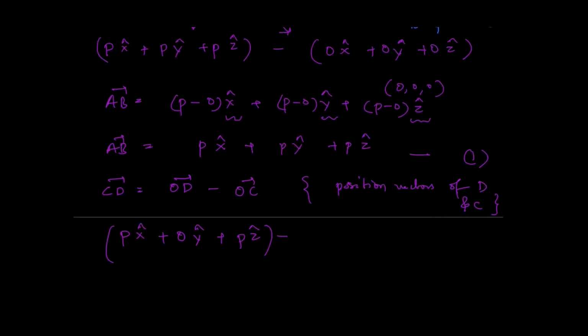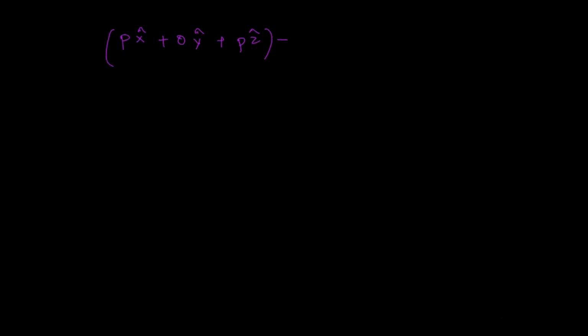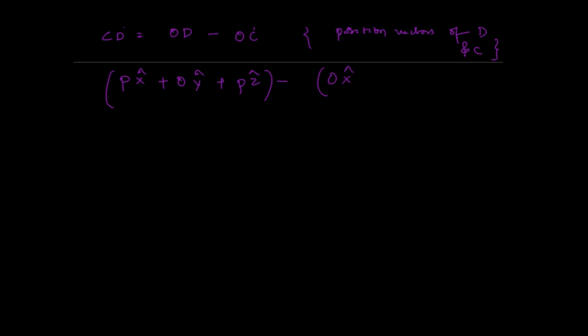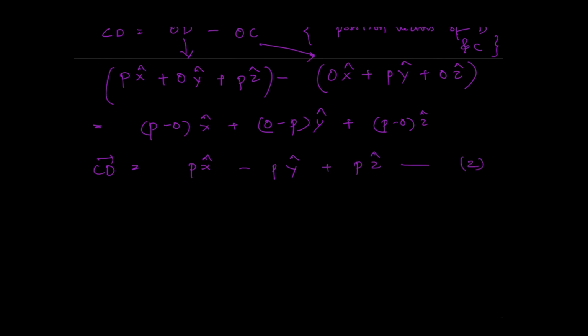minus OC. OC is along this direction, which is just a y coordinate, so which means we just have 0x plus Py plus 0z. Now this is for OD and this is for OC. That would make this P minus 0x, 0 minus Py and P minus 0z, so CD would then be equal to Px minus Py plus Pz. Let us call this 2.